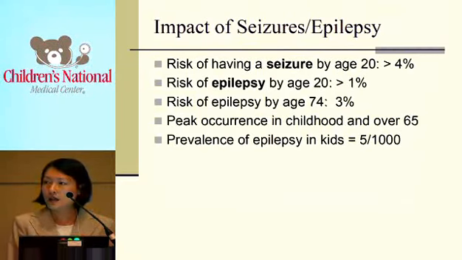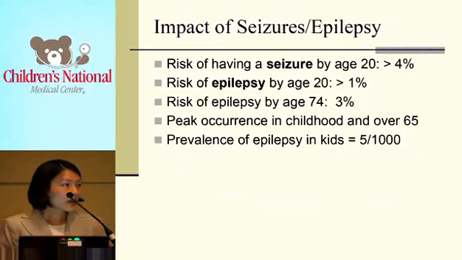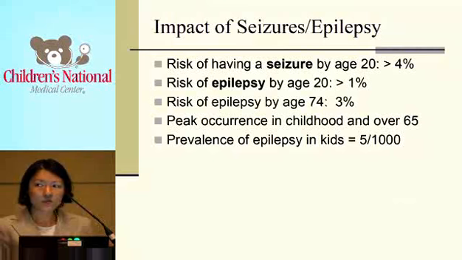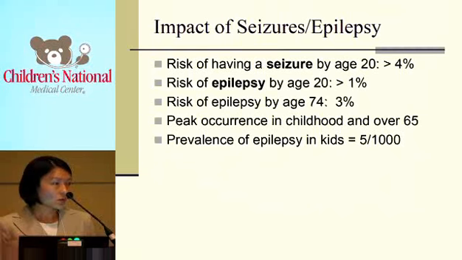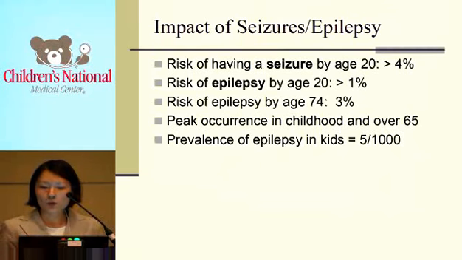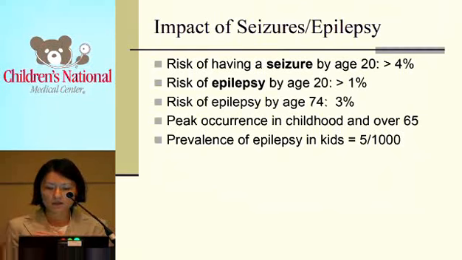And that's reflected in the epidemiological data. The risk of having a single seizure by age 20 is greater than 4%. The risk of having unprovoked seizures repeatedly by age 20 is greater than 1%. The risk of epilepsy, this is relatively old data, in approximately a lifetime is about 3%, with the peak occurrence in childhood and in older people.